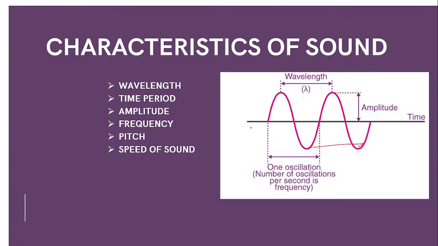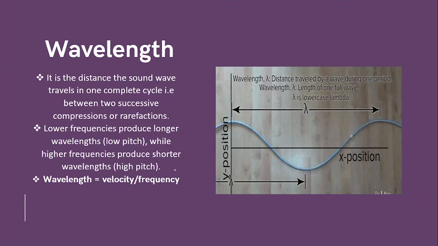Time period is the amount of time taken for a wave to travel one cycle. The height of this, or the height of this, gives you the amplitude. The height of the slope will give you amplitude. And frequency is how many cycles or waves are traveling per second, or how many oscillations per second will give you frequency. We'll study one by one now. Don't worry.